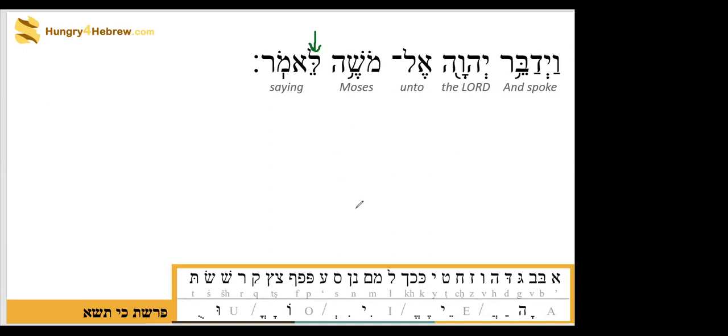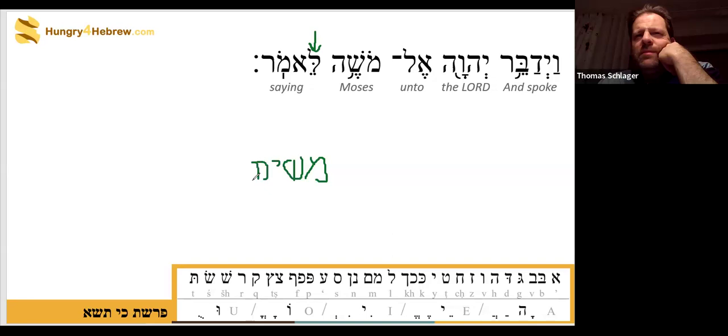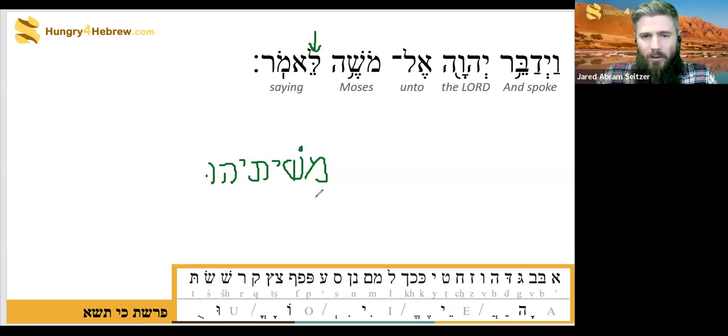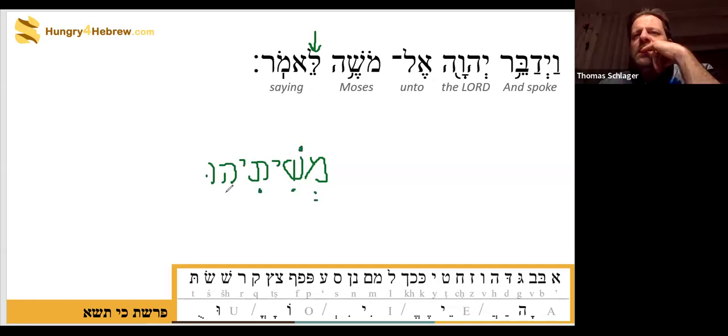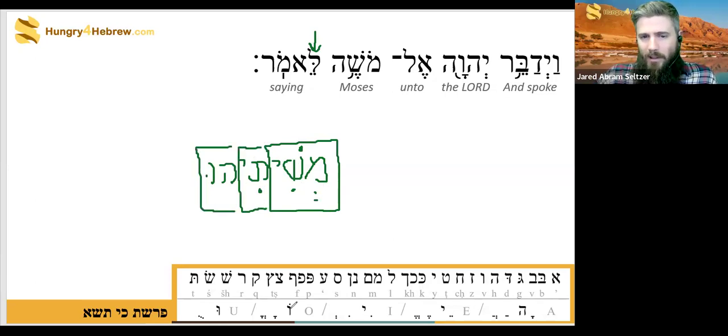Pharaoh's daughter names him Moses because she drew him out of the water, or rather, she said, I drew him out of the water. The verb there is mashitihu. The root is mem, shin, yod. She says I did it, I did it to him. The root is mem, shin, yod.